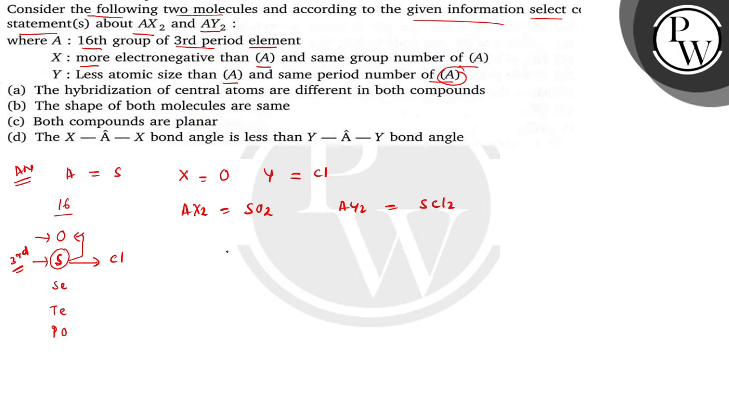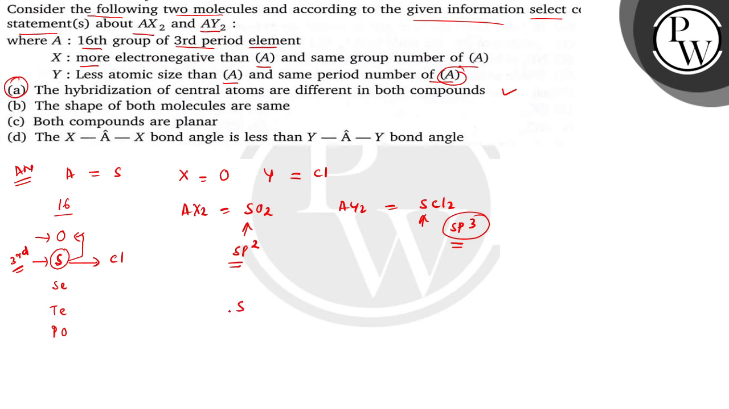If you see the hybridization here, S is the central atom and the hybridization is sp2, and here the hybridization of sulfur is sp3. ठीक है बच्चों, hybridization is different in both the cases. तो the statement A, the hybridization of central atom is different in both compounds, is a correct statement because in SO2 it is sp2 and in SCl2 it is sp3 hybridization.